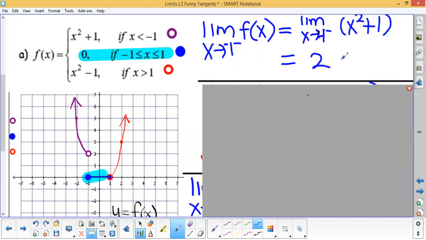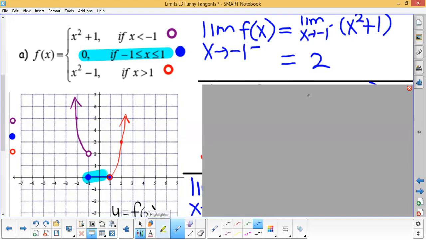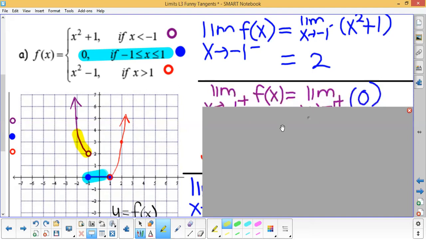Negative 1 from, and I think I should make that a little bit neater. Okay, so as x approaches negative 1 from the left, let's highlight it on the graph. As we are approaching, we're getting to the intended height of 2, following along the purple curve, because that is the only part of the function that extends when x is less than negative 1. So we have to follow that.